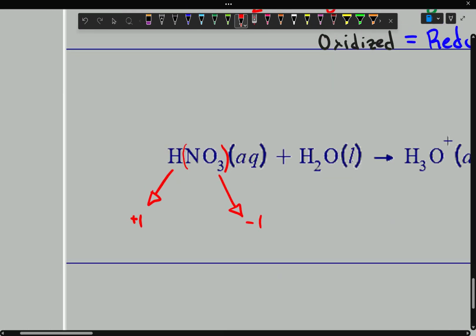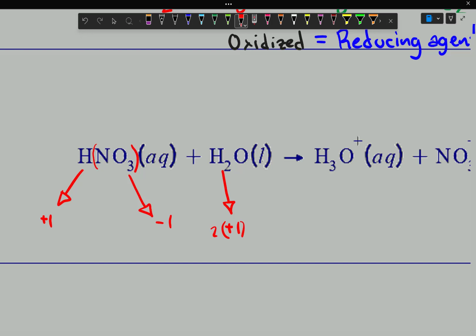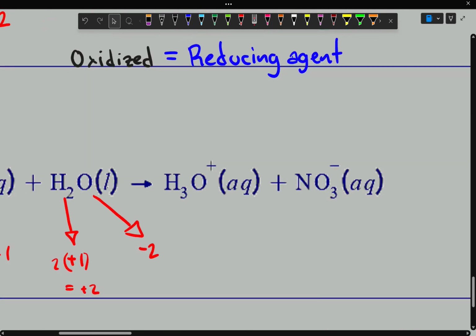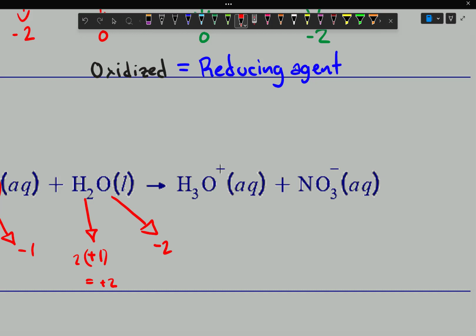So moving on, we have water. We know that H is +1, and we have 2 of them. So this is going to be a +2 charge, and oxygen is going to have a -2 charge to balance that out. On the other side of the equation, we have H3O. This is hydronium, and we see that it's got a net charge of +1.